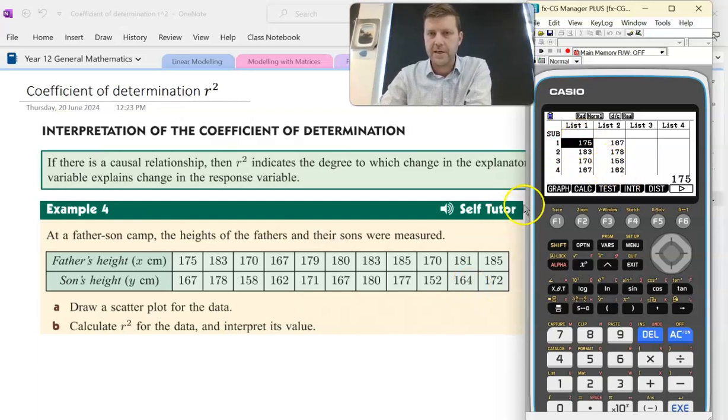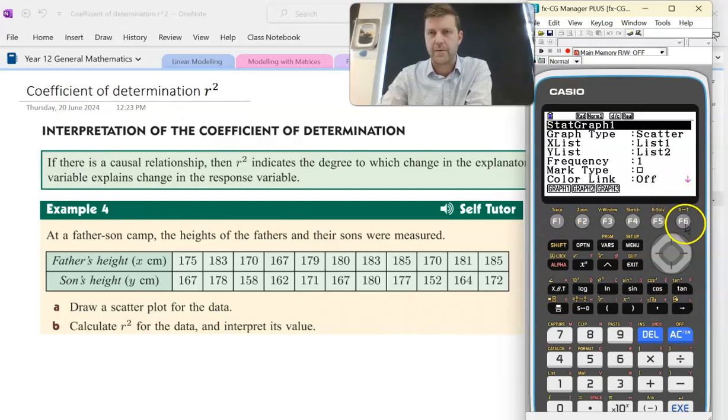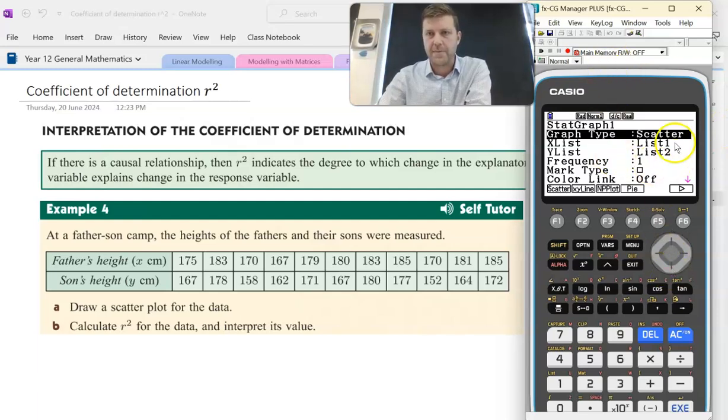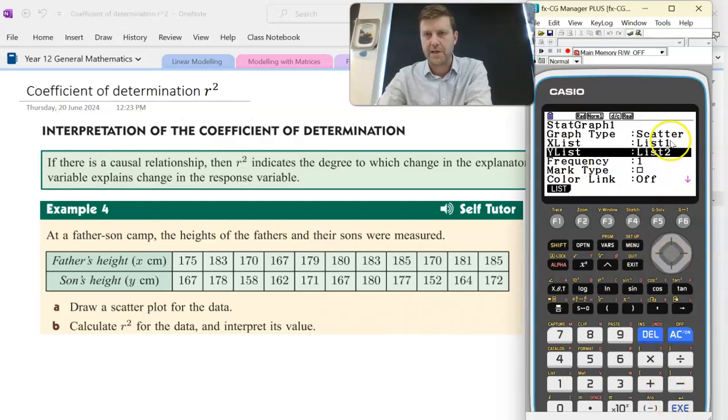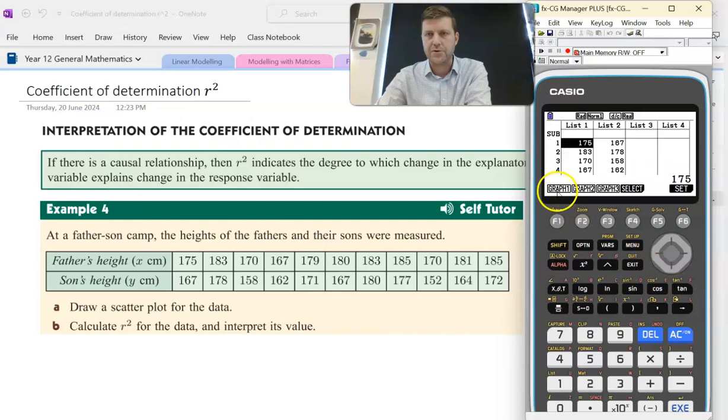To draw our graph, our scatter plot, press F1 just to make sure that settings are set to how we want them to be. This is the default setting, so your graph type should come up as a scatter plot. If not, set that to a scatter plot by pressing the correct button, so F1. The X variable should be in list 1. Again, if it's not, you can change that. We are setting it as list 1, so we'll leave that as is. And the Y variable should be in list 2. Again, if it's not, you can change that. Then we can go ahead and exit and draw that graph.